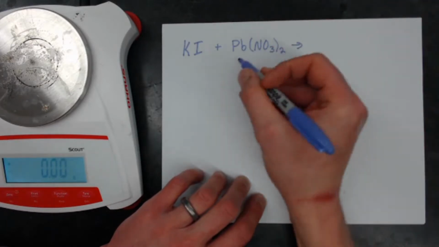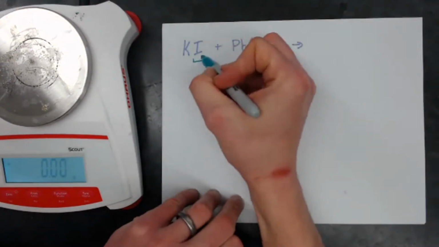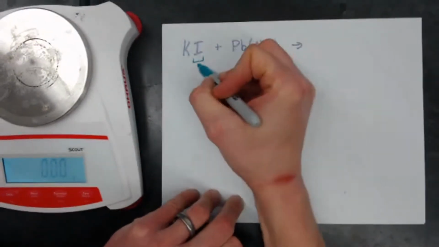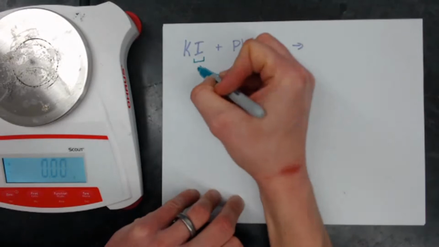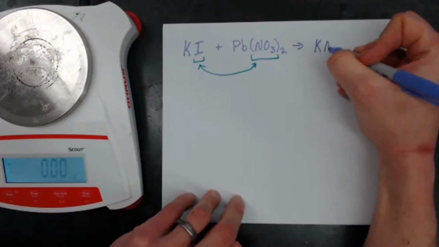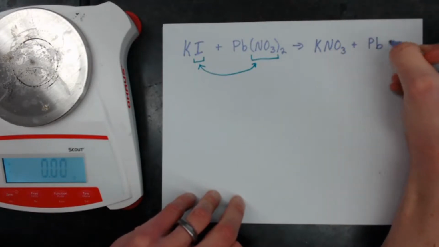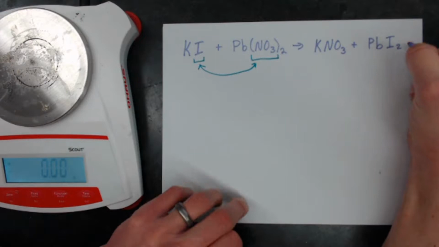Let's see, so we've got potassium iodide, lead 2 nitrate. In this case, what we're going to get, if you remember from back in October, is something we call a double displacement reaction. The iodide and the nitrates are going to switch places, and we're going to get potassium nitrate and lead 2 iodide.